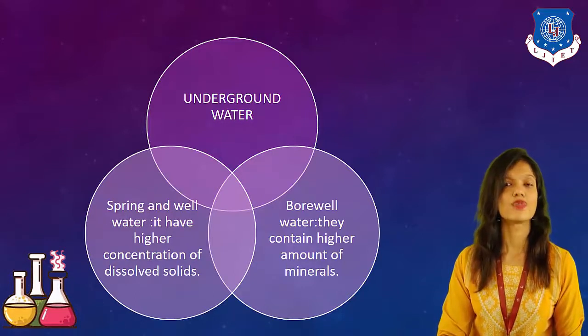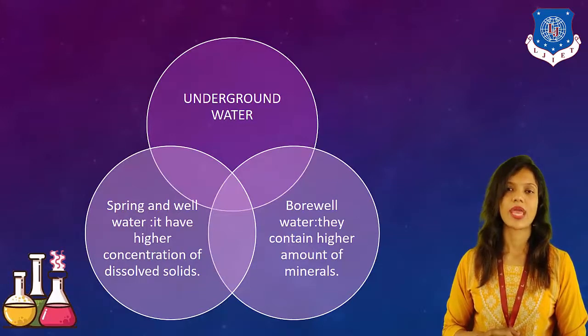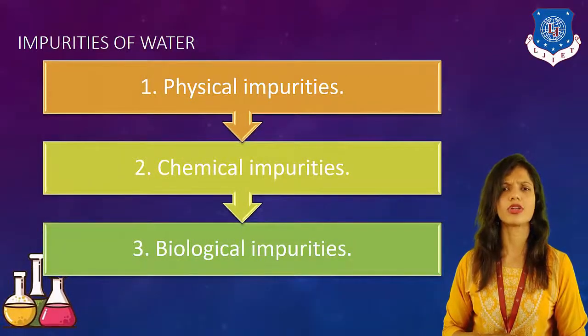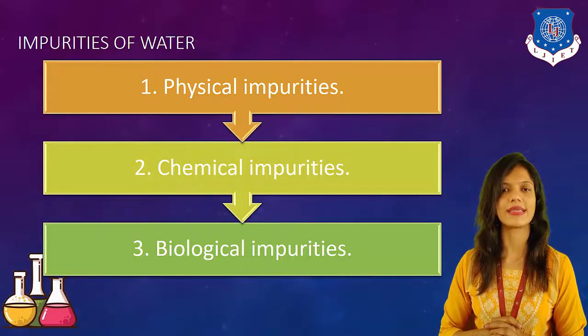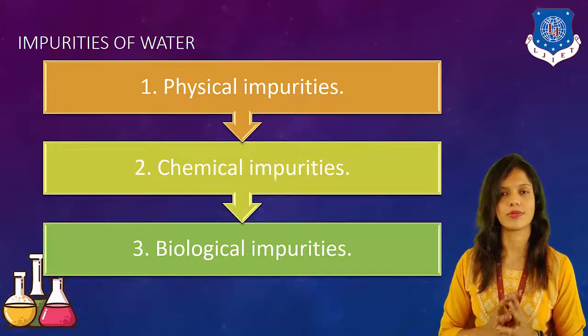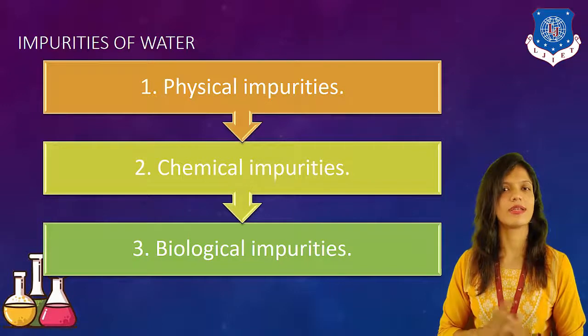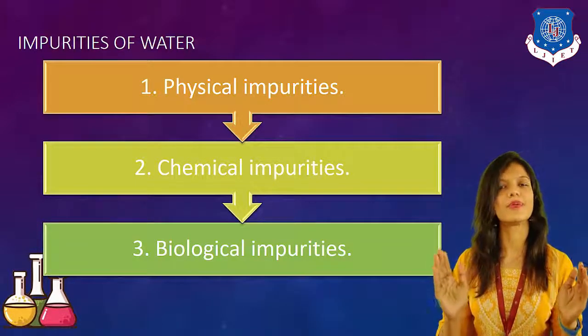Now let's move ahead. Our next point is impurities of water. A very important point for all of us. Because after knowing what the sources of water are, we have to understand which are the impurities which actually impure the water. We have here three different types of impurities. Number one, physical. Number two, chemical. And number three, biological impurities.